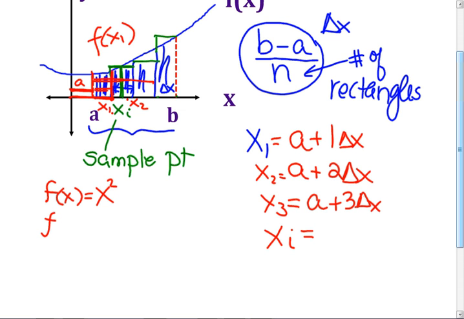So what's f of x sub 1? It's a plus 1 delta x squared. That doesn't look like an x coordinate to me. But that is what it is. And we could do some by hand if you'd like. You wish that you didn't. They're painful.